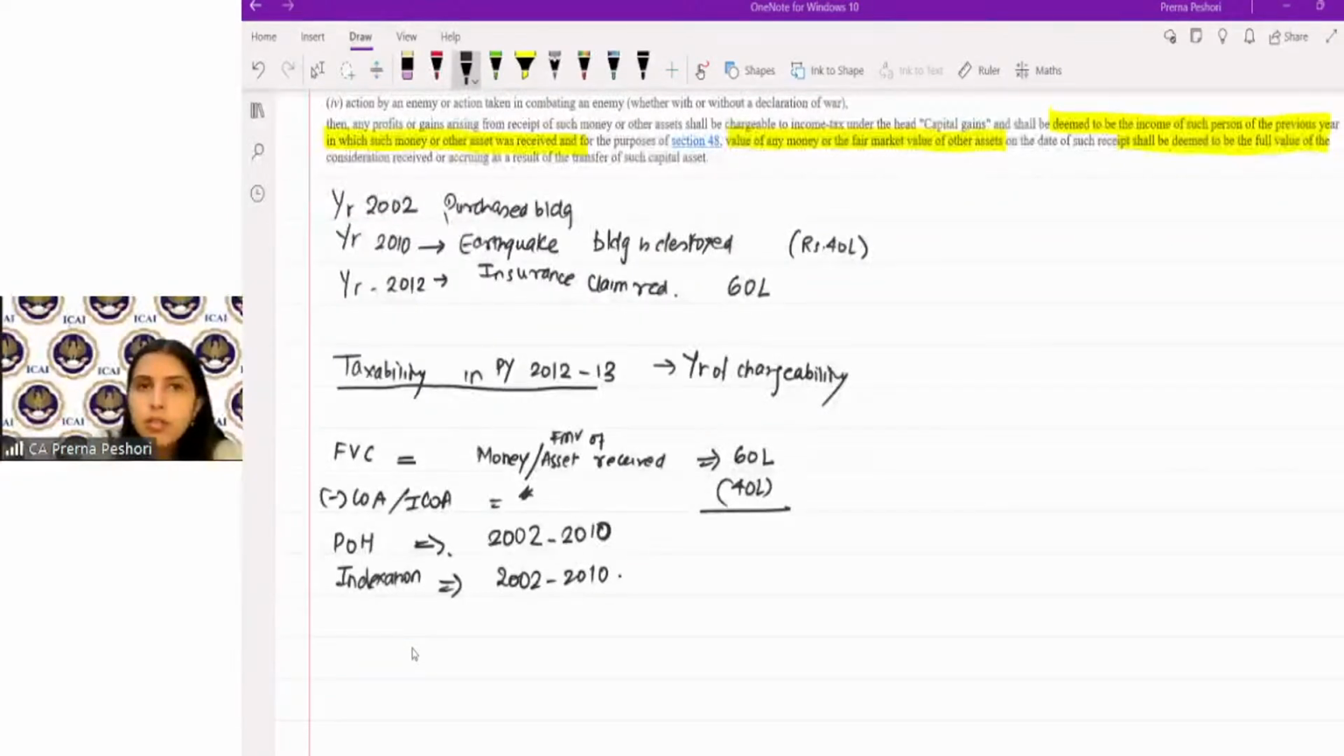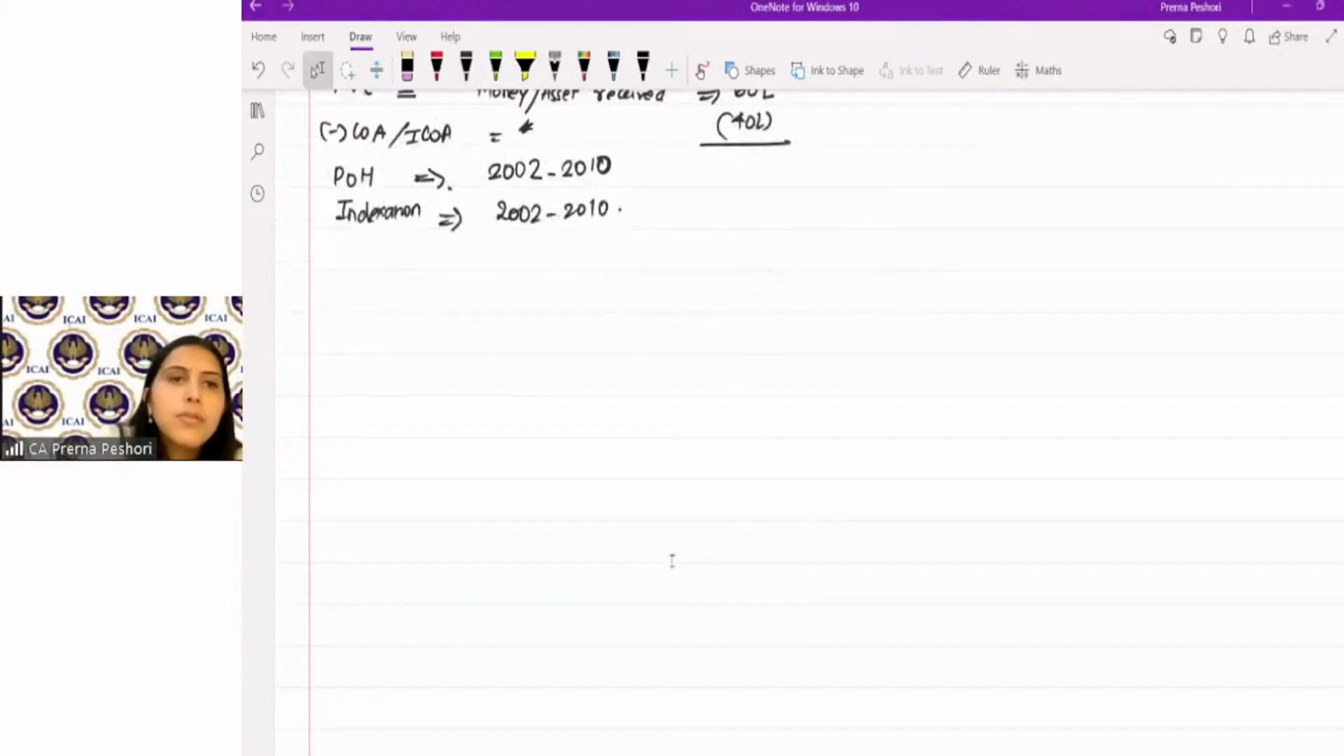Any doubt? Any questions? Any doubt? So 45 1A. Clear? Any doubt till now? Okay. Now, next one is 45 1B. 45 1A we have seen. Next one is 45 1B, which is in respect of ULIPs.